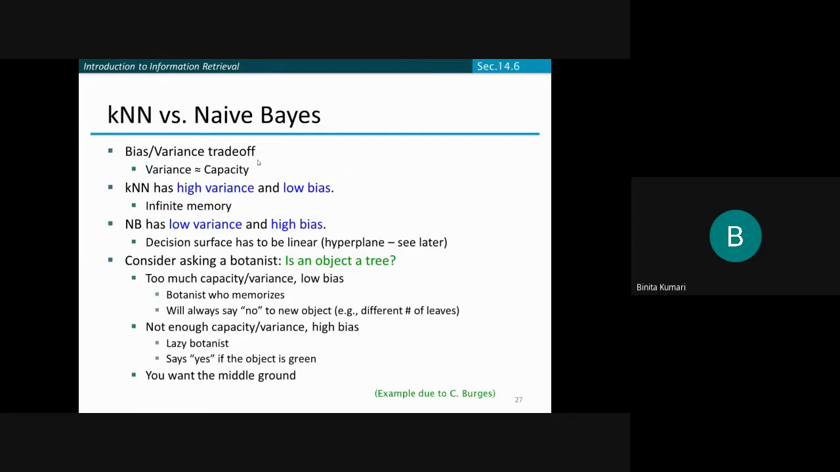So this is an example, a comparison between KNN and the naive Bayes algorithm for text classification. KNN has high variance and low bias, whereas naive Bayes has the opposite: it has low variance and high bias.